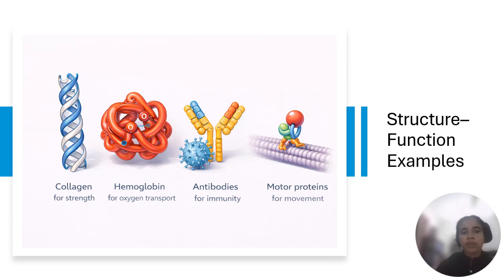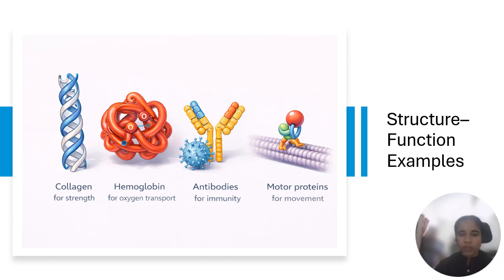Now let's look at some real life examples that show how important the biological rule is, that structure determines function. The shape of a protein directly decides what job it can do. First, we have collagen. Collagen forms long rope-like fibers. They are extremely strong. Because of the stretched fibrous structure, it provides mechanical strength to skin, tendons, and bones. So its structure is designed for support.